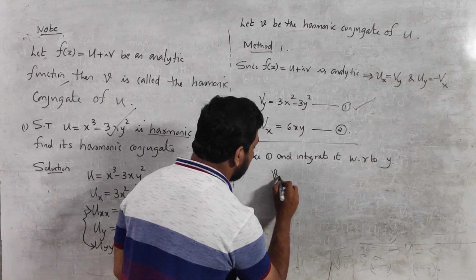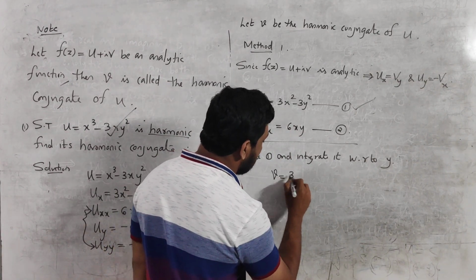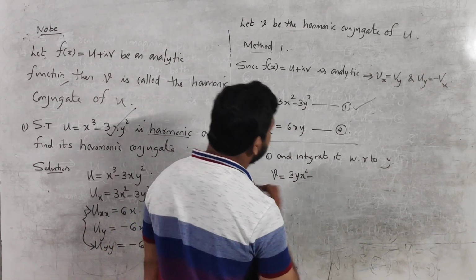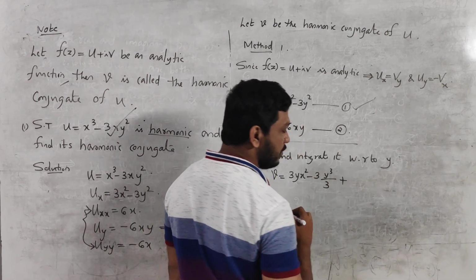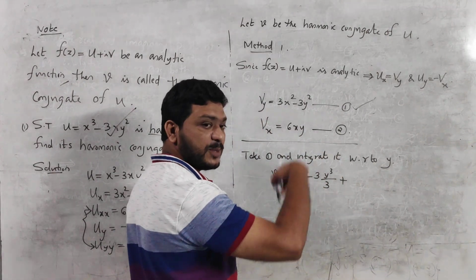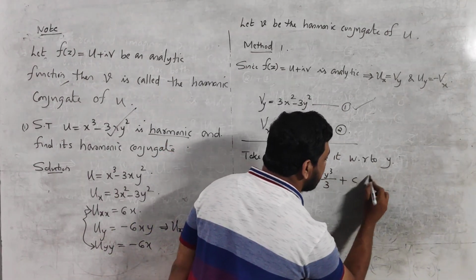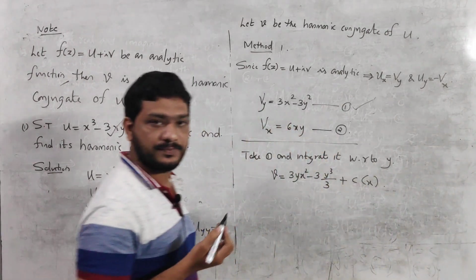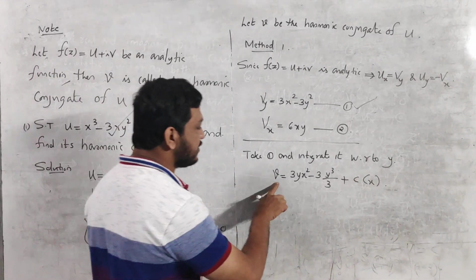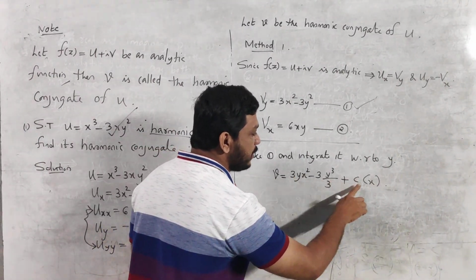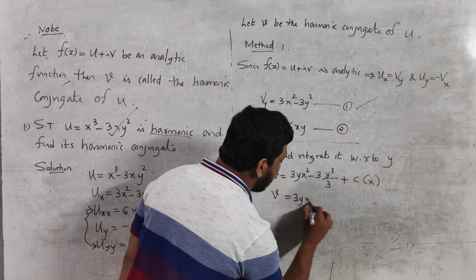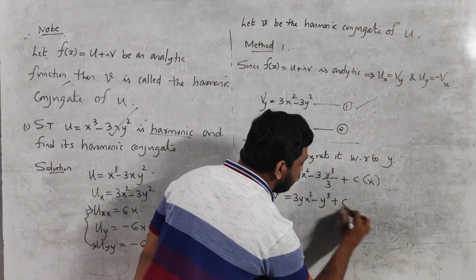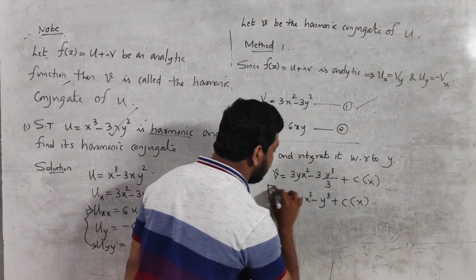We get v is 3yx square minus 3y cube by 3 plus, when we integrate with respect to y, we get a constant in terms of x. So we get v is 3yx square minus y cube plus c of x. This is your v.